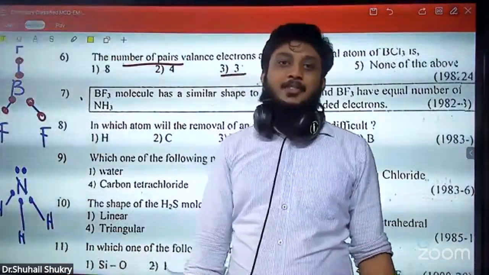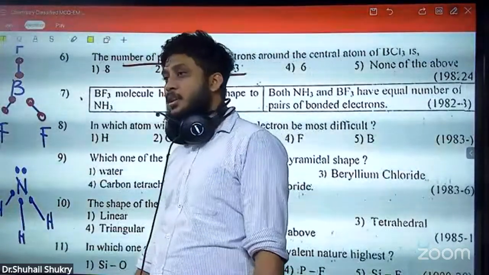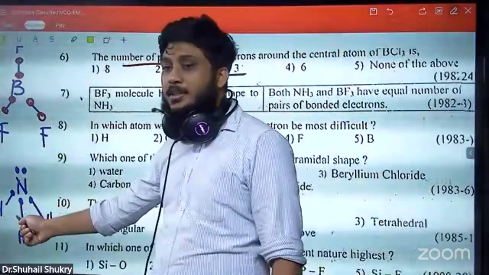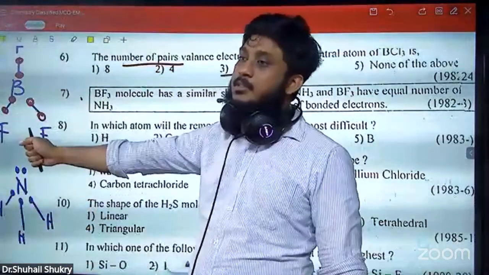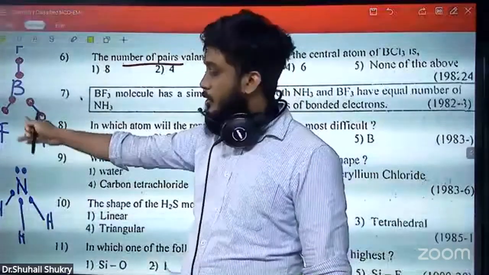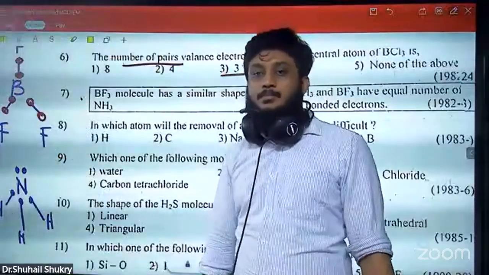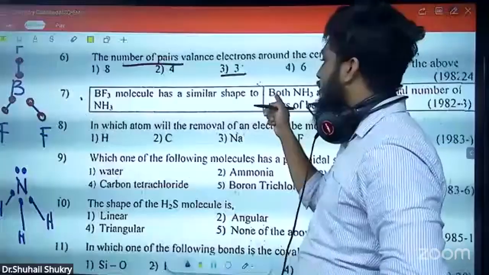Pyramidal, right? What is the molecular shape? Pyramidal. Why? You forgot everything after the advice, right? What is this? See how many repulsion units? 1, 2, 3, 4. Four repulsion units mean what shape? Tetrahedral. So with 4 repulsion units, if they have removed 1, that becomes pyramidal. Got the point? So they have said the BF3 molecule has a similar shape to NH3.